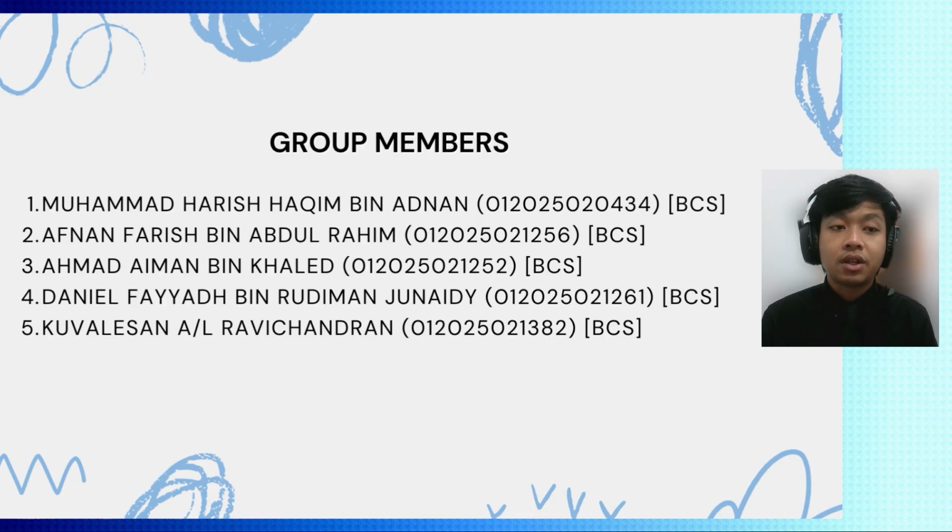There are 5 group members here. The first one is me, Muhammad Harish Hakim bin Adnan, and the second one is Afnan Farish bin Abdul Rahim. The third one is Ahmad Aiman bin Khaled. The fourth one is Daniel Fayyadh bin Rudiman Junaidy, and the last one is Kuvalesan Ravichandran.